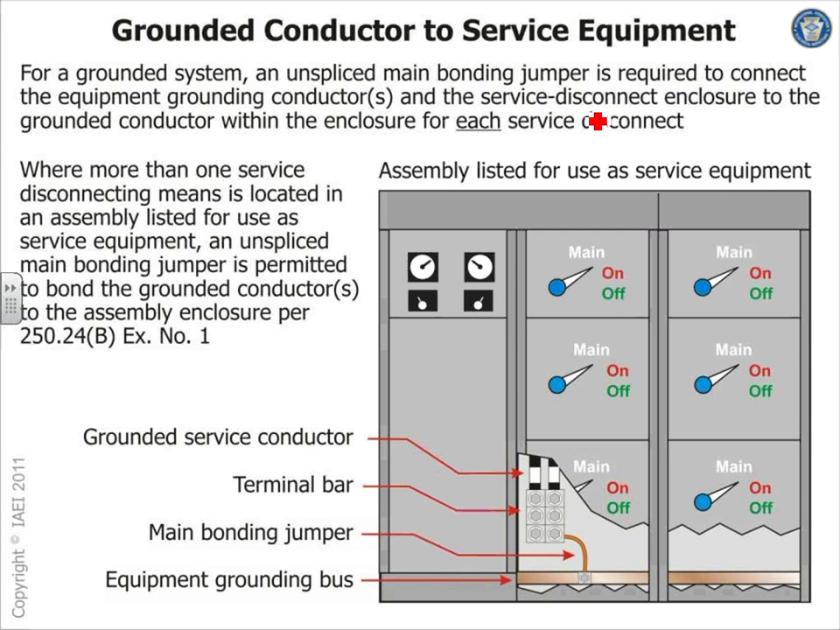This is allowing you guys, and it has to be for every disconnect, with one exception. If you have a switch gear like this, you can bond them right at the bottom of the switch gear because they're all listed together. Otherwise, you have to bring the neutral to each and every one of these. So what they do is they bond the neutral and the ground at the bottom here because it's listed equipment based on an NEC code book. 250.24(B) exception number 1.